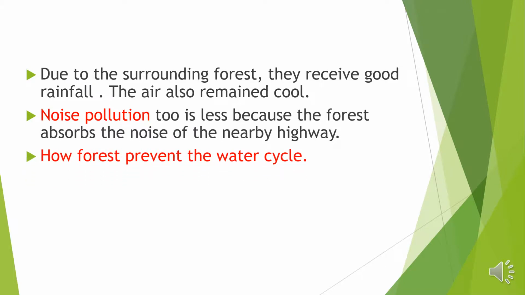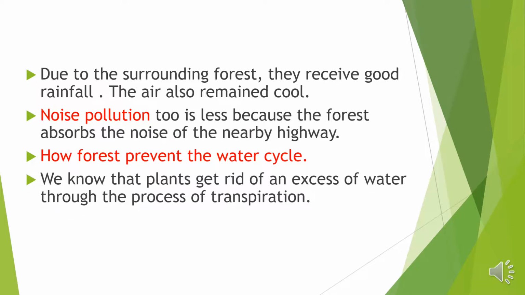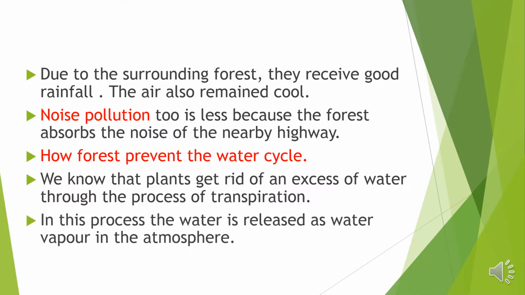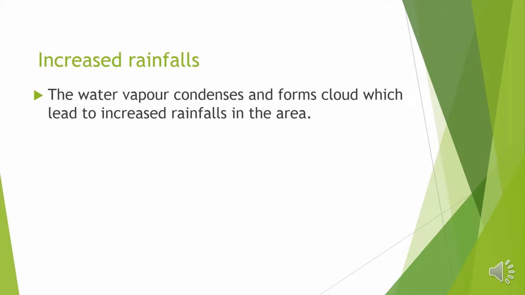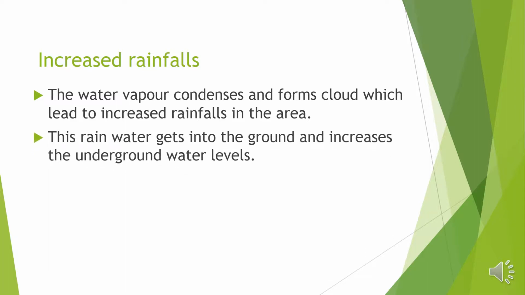How do forests maintain the water cycle? We know that plants get rid of an excess of water through the process of transpiration. In this process, the water is released as water vapor in the atmosphere. Increased rainfall. The water vapor condenses and forms clouds, which lead to increased rainfall in the area. This rainwater gets into the ground and increases the underground water levels. Hence, forests maintain the water cycle.